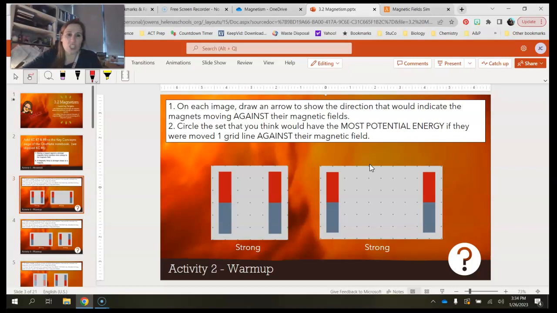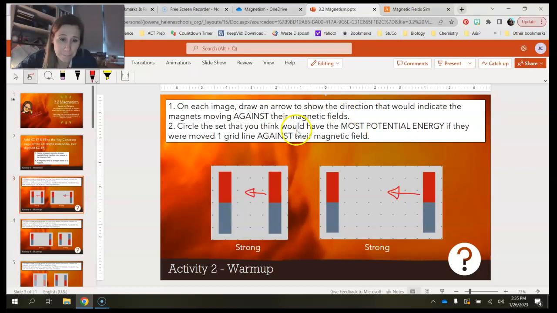So this question asks us to draw an arrow to show, if we were to move these 2 magnets against their magnetic field, which direction would I move them? This is a system of repelling magnets. They do not want to go together, so we're going to move them together. I draw one little arrow to show I'm going to move this magnet closer to this magnet. This is also a repelling system, so I'm going to do the same thing. I'm going to move them closer together because that's the opposite of what they want to do.